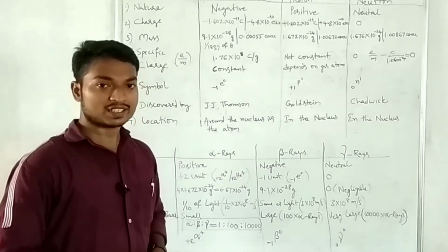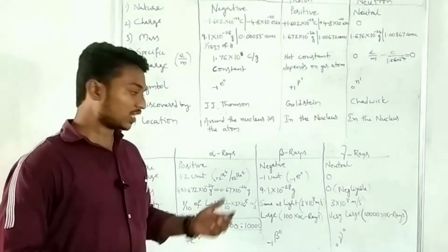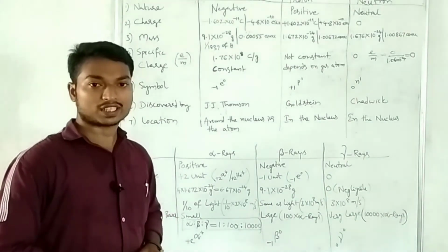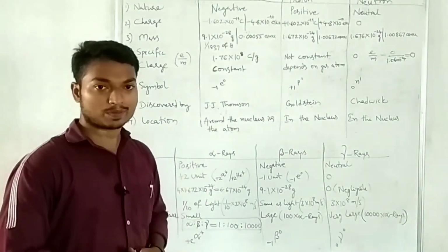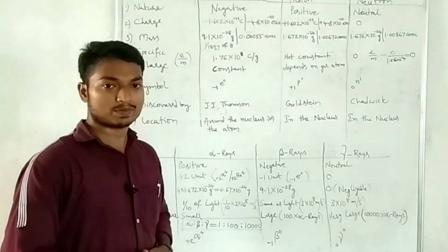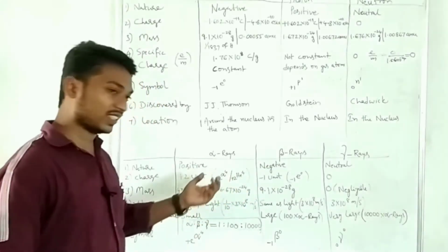In that radiation, these rays are emitted, and those rays are nothing but alpha rays, beta rays and gamma rays. These three rays are radioactive rays. In the radioactivity phenomenon, these rays come out from those radioactive elements. If we observe alpha rays, beta rays and gamma rays, the differences are like this.